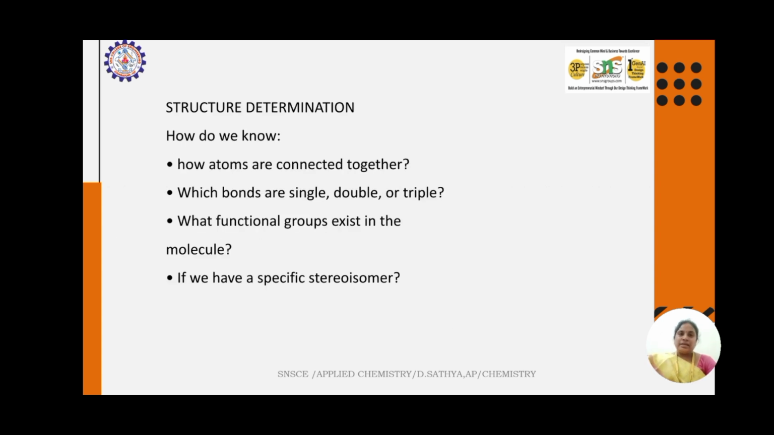Before structure determination, how do we know what atoms are connected together, and how the atoms are linked through bonds? What type of bonds are present, I mean single, double or triple bond? What functional groups exist in the molecule? If we have a specific stereoisomer, what structural isomers are present in the molecule? A lot of things we have to discuss in structure determination. In this, IR spectroscopy is a very useful technique to determine the functional groups of the molecules.